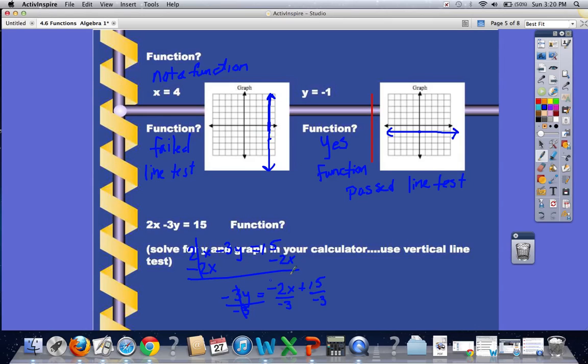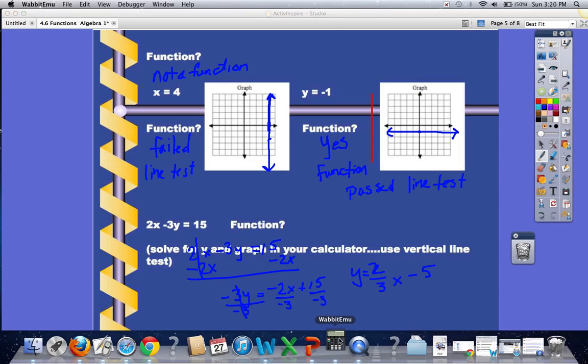So now we're just going to have y is equal to negative 2 divided by negative 3, and hit math enter, enter, will make 2 thirds x, and then 15 divided by negative 3 will make a negative 5. Now, my x term does not have any of those little exponents, so most likely this is going to be a function. So let's look at it.